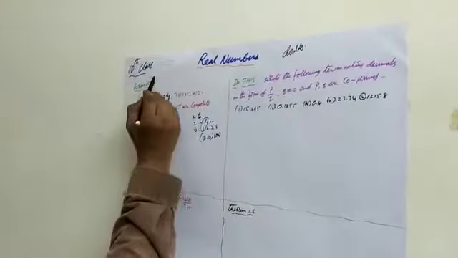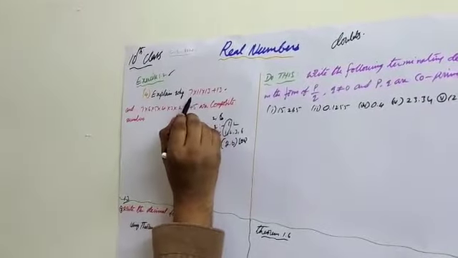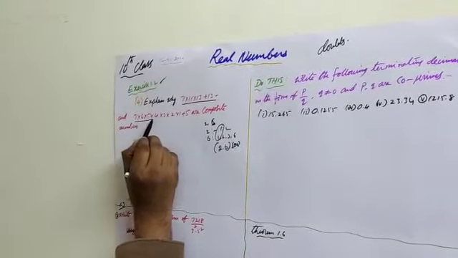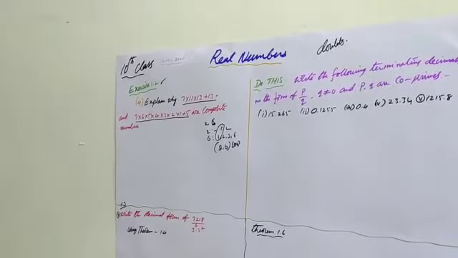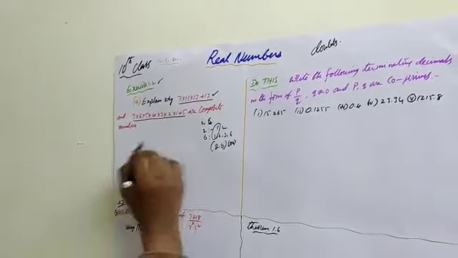See, exercise 1.2, fourth question. Explain why 7 into 11 into 13 plus 13, and at the same time 7 into 6 into 5 into 4 into 3 into 2 into 1 plus 5, are both composite numbers. Yes or no?